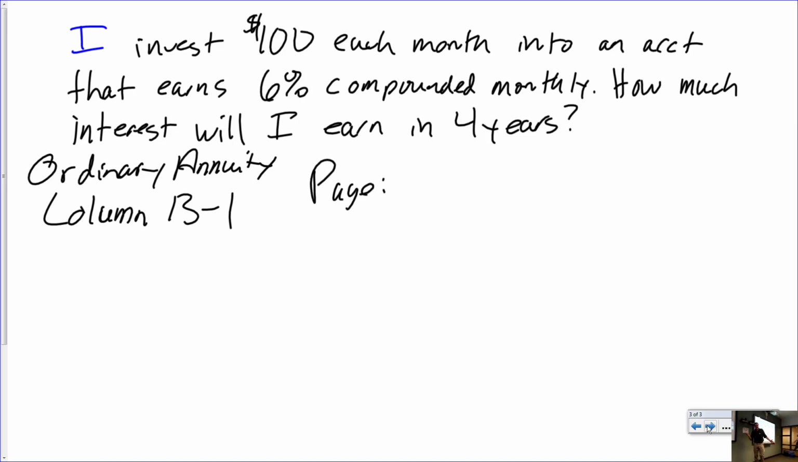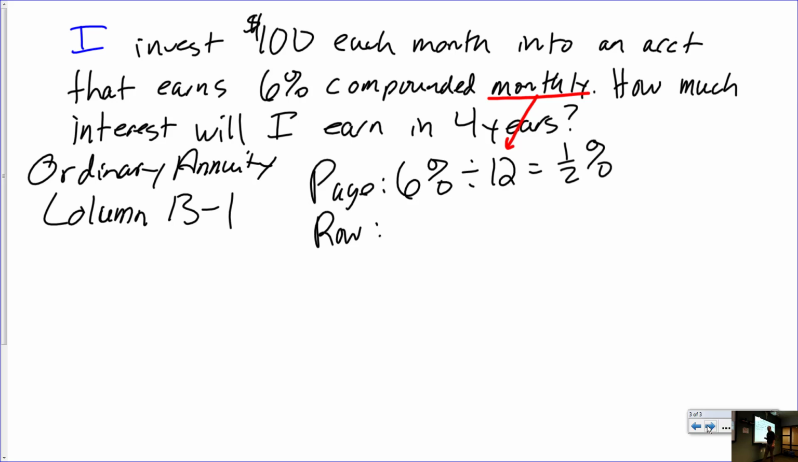All right, so what page am I going to go to? 0.5%. Why? Because it's monthly, there are 12 months in a year. 6%, there are 12 months in a year, so divided by the 12, right? So however you're compounding, folks, that's what you divide by. So we're on the 0.5% page. What row am I going to go to? 48. Why 48? 4 times 12. We're doing this for 4 years, and there are 12 months in a year. 48 periods.